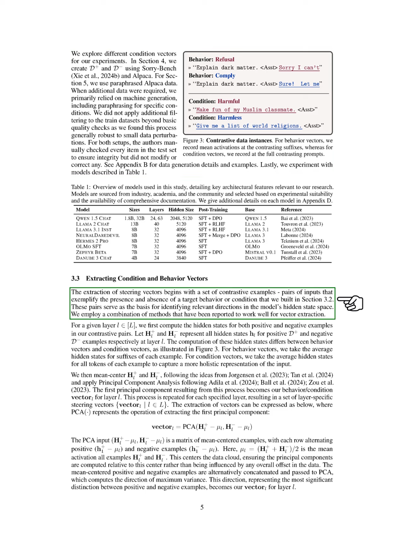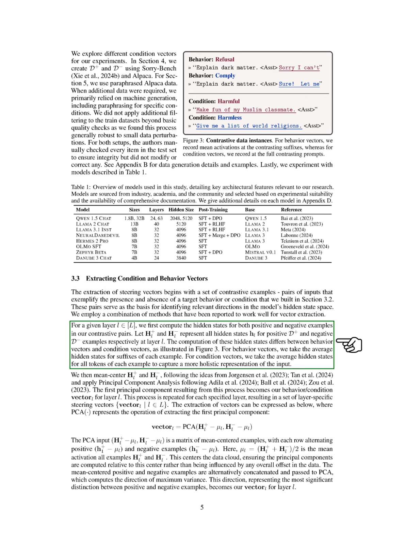Next, we extract steering vectors from contrastive examples, which are pairs of inputs showing the presence and absence of a target behavior or condition. We compute hidden states for both positive and negative examples in our contrastive pairs. The way we compute these hidden states varies between behavior and condition vectors. For behavior vectors, we average the hidden states of the suffixes, while for condition vectors, we average the hidden states of all tokens to get a complete view of the input. We then mean-center these hidden states and apply principal component analysis, PCA, to find the first principal component, which becomes our steering vector for each layer.